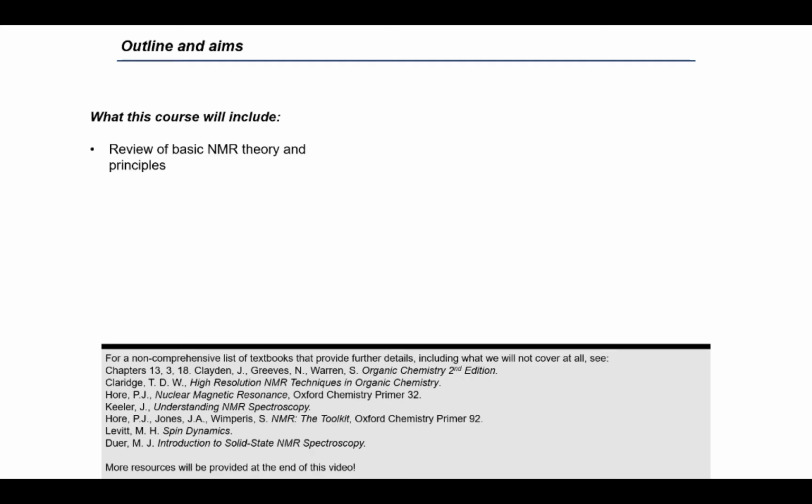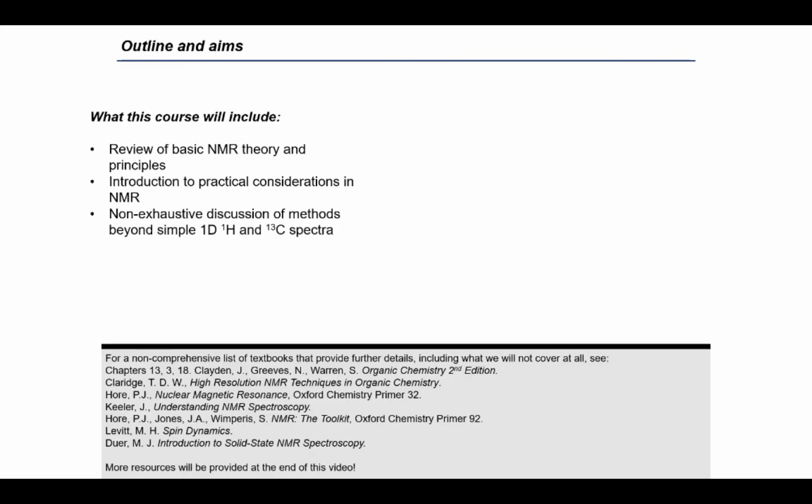So we're going to start off with a very brief review of the principles underpinning how NMR spectroscopy works. We're then going to move on and start talking about various practical considerations that need to be thought about when recording NMR spectra. And finally, we're going to move on to talking about a varied array of different types of experiments that you can do beyond the basic 1D proton and carbon experiments that you're probably already familiar with.